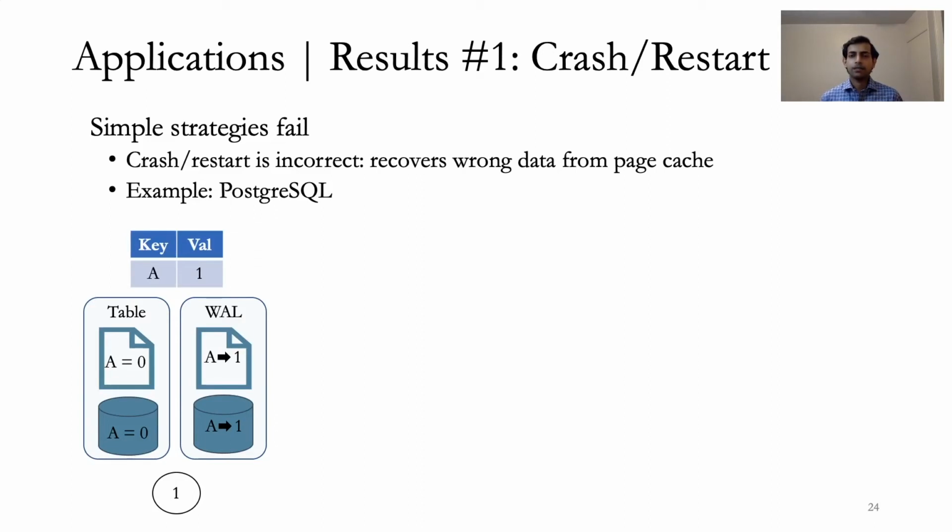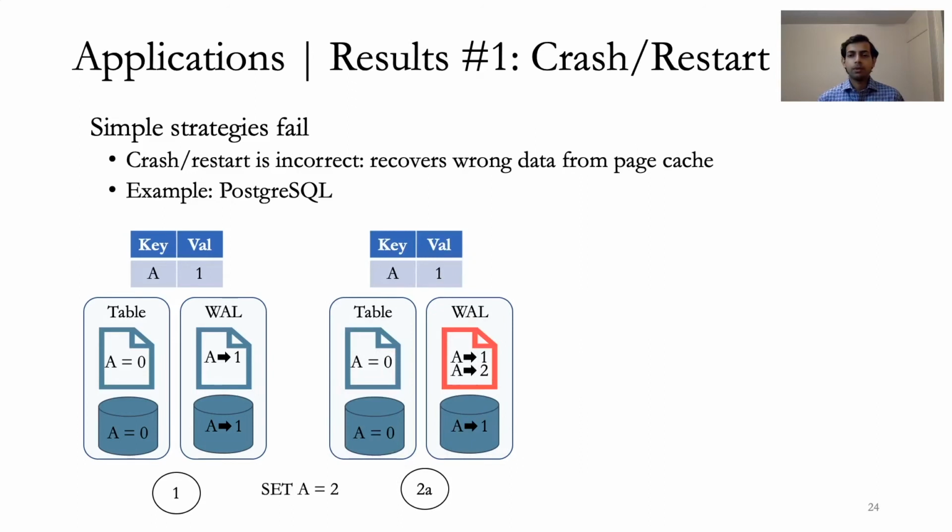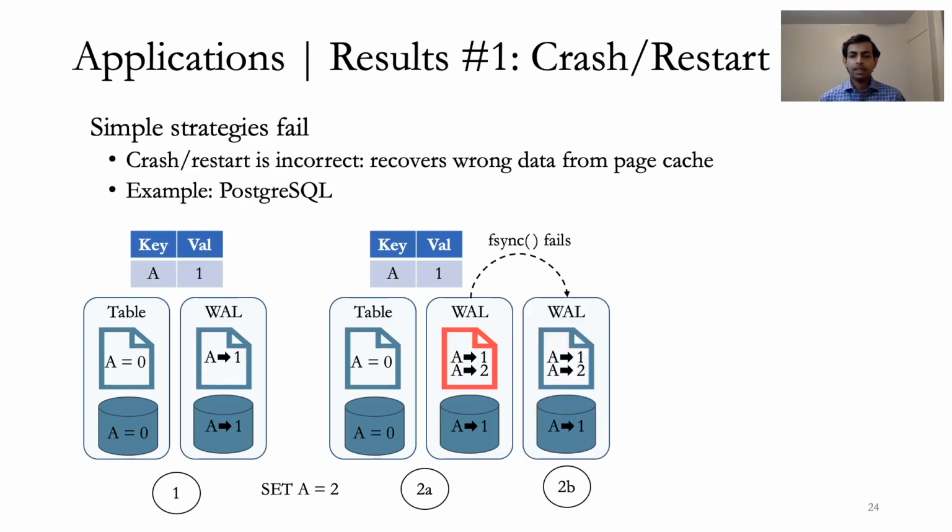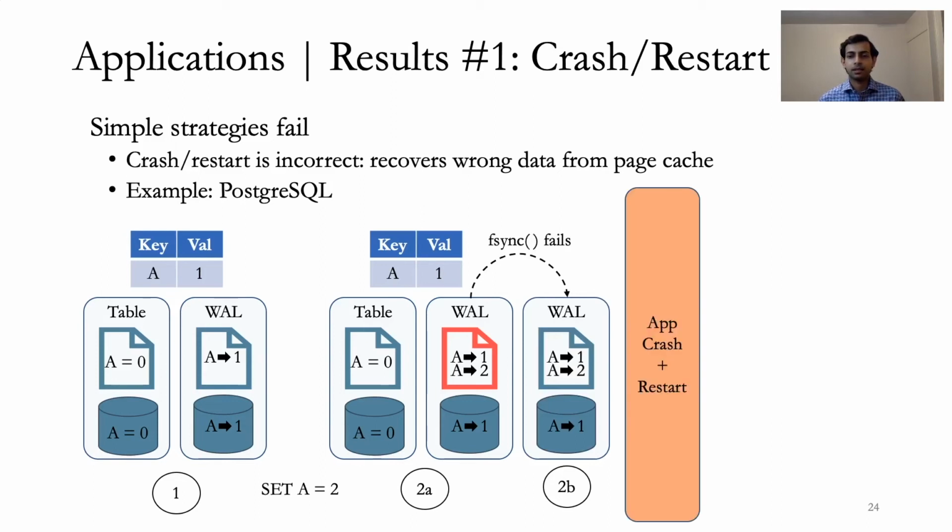So here A changes from 0 to 1. And now when you update A to 2, Postgres first writes it to the log, dirtying the page. It then fsyncs the log before responding to the user because it has to survive power failures. And only after an fsync can you be guaranteed that it will be replayed. But say the fsync fails. So the transaction fails and Postgres crashes intentionally.